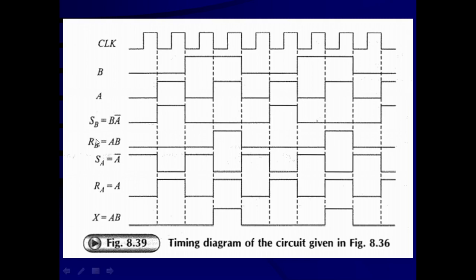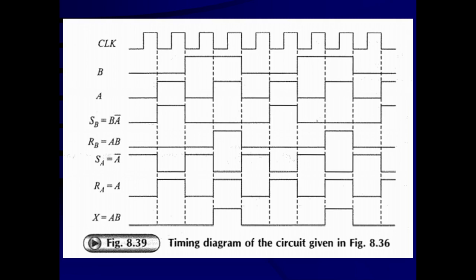What is RB? RB is equal to AB. That means only when A and B are both high is RB high. So it happens here: A is high, B is high, so RB is high. Again it happens here: A is high, B is high, so RB is high. This way, the waveform for RB is drawn.